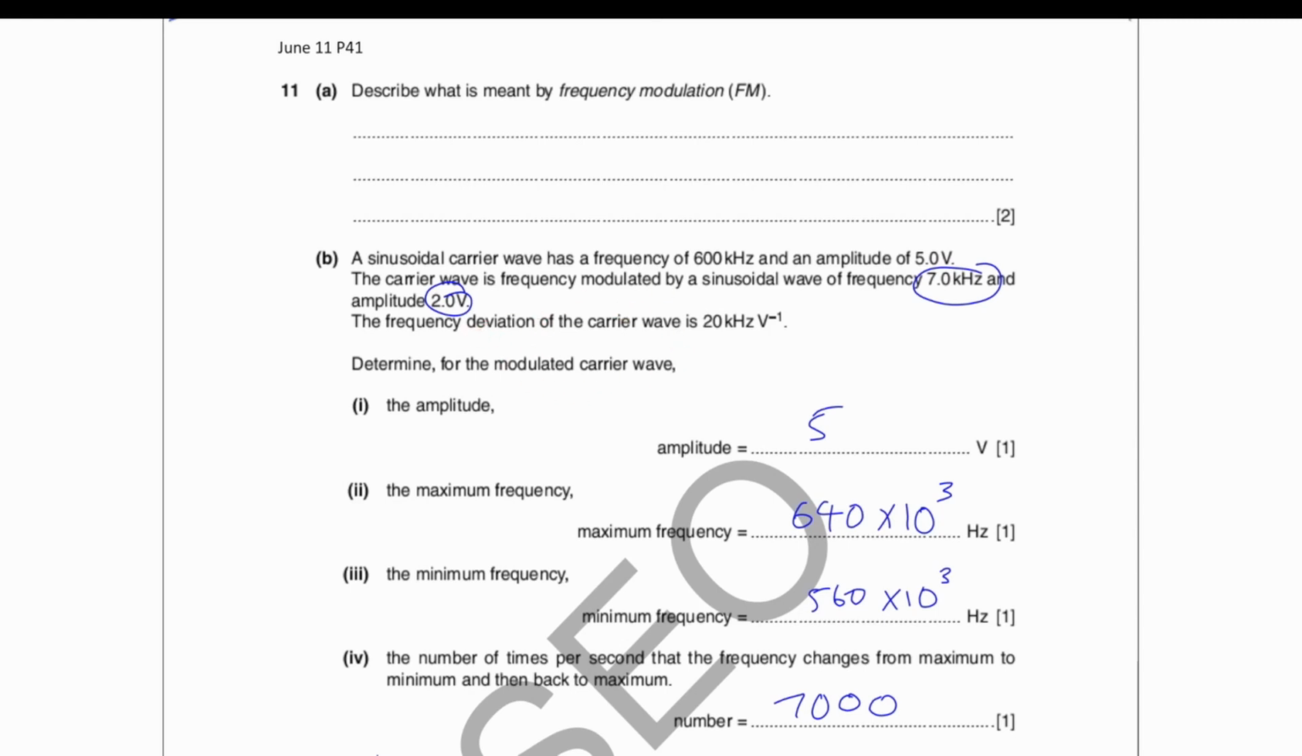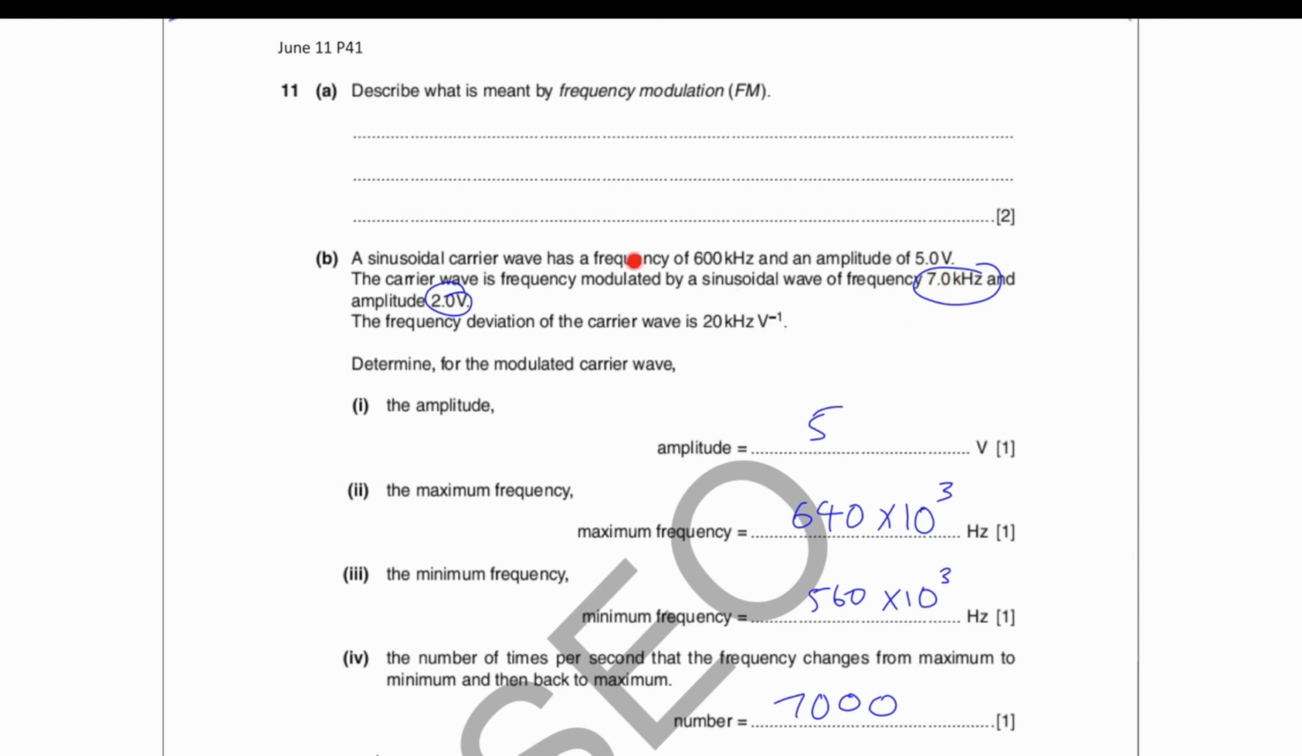Now in frequency modulation, we will not touch the amplitude of the carrier wave. So if the carrier wave has an amplitude of 5 volts, its amplitude after modulation will still be 5 volts. Now what is the maximum frequency? Remember, this frequency will have to be varied by 20 kHz per volt of the information signal.